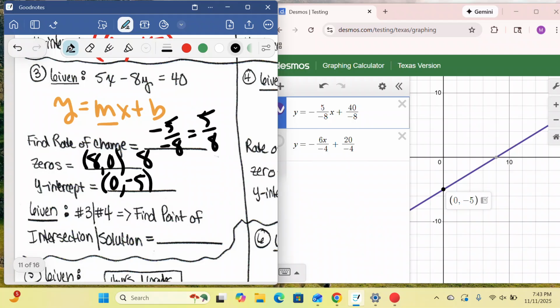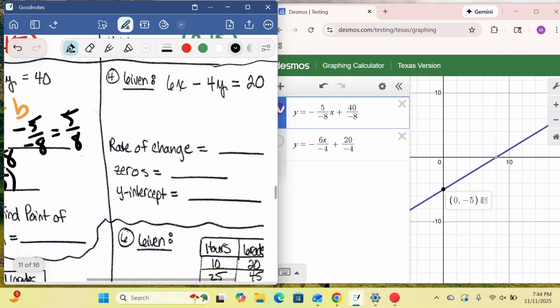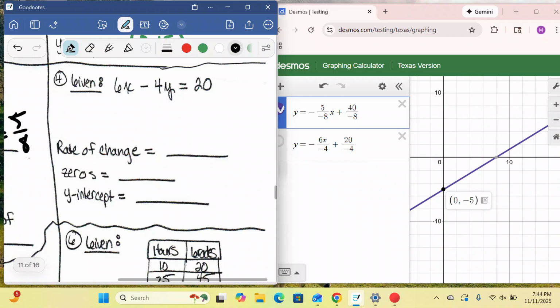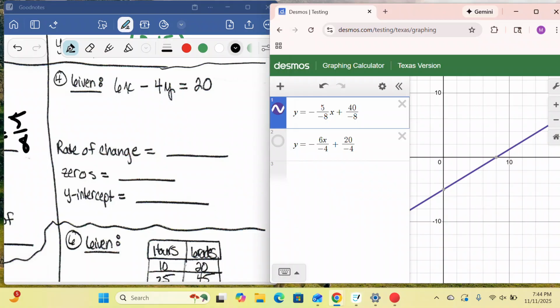I cannot answer the next question because I have to grab both number 3 and number 4, because we're going to find the point of intersection, which is solving the system of linear equations. So if we go to question number 4, I'm going to click on my Desmos and click on question number 4.